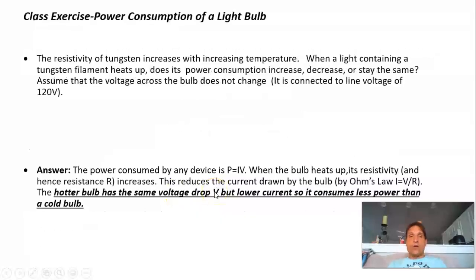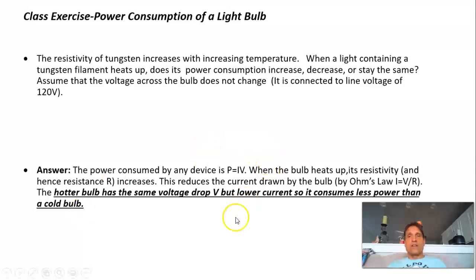So the answer to the question is that the hotter bulb has the same voltage drop but lower current, and so it consumes less power. And so your bulb consumes the most power when you first turn it on because it's cold.